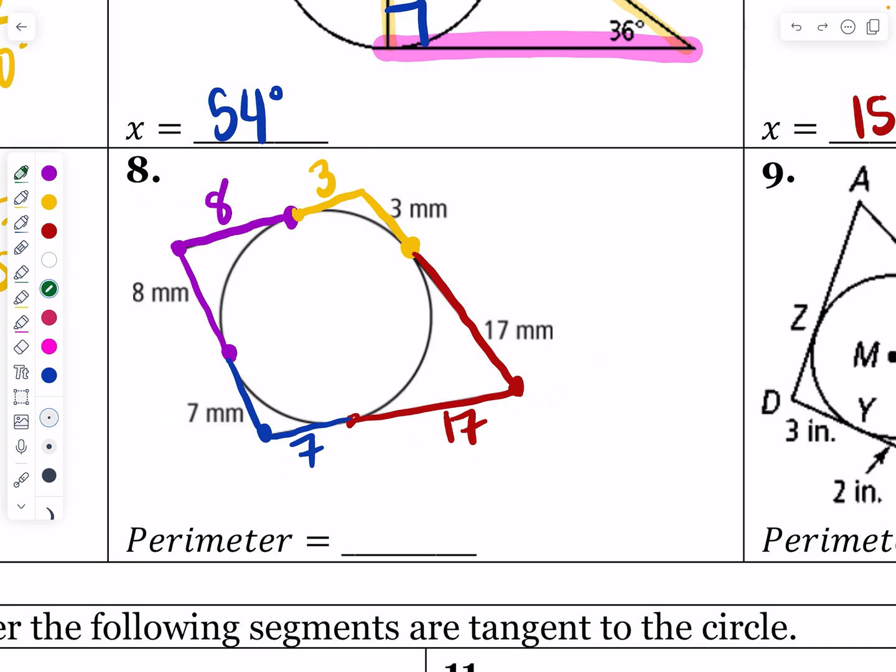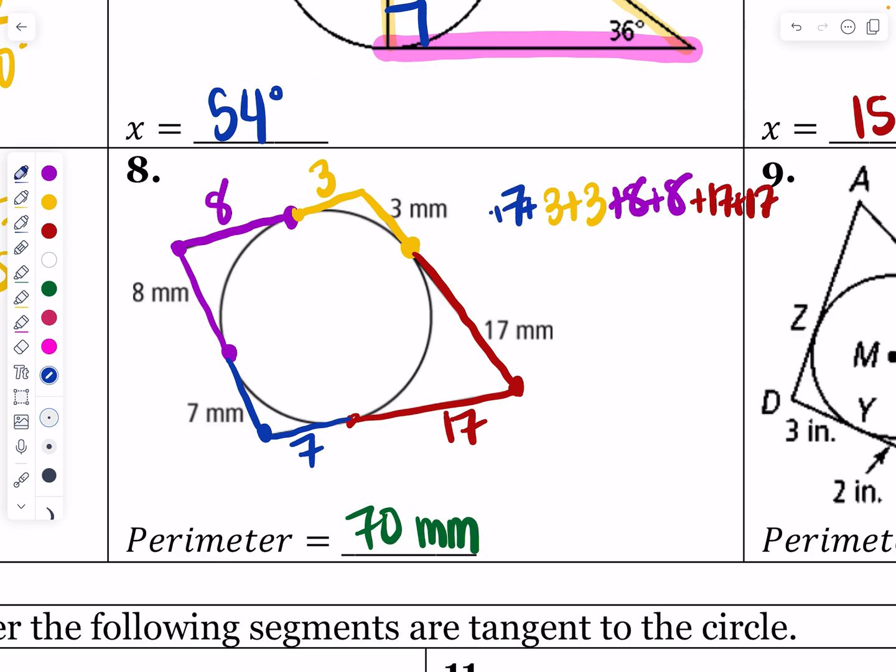And so when we do that, we're going to get 70 millimeters. 70 would be all of those numbers added together. That would be the 3 plus the 3 plus 8 and 8 plus 17 plus 17 plus 7 and 7. And that has a total sum of 70.